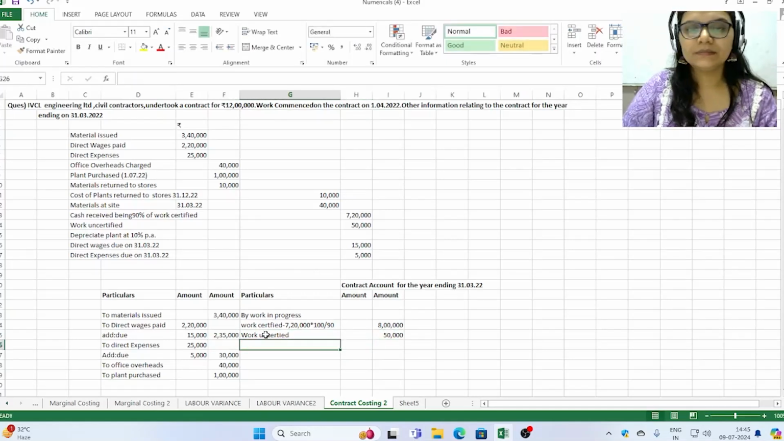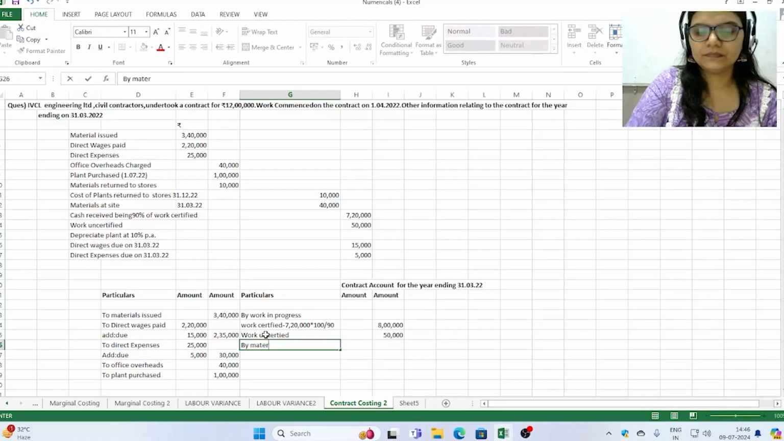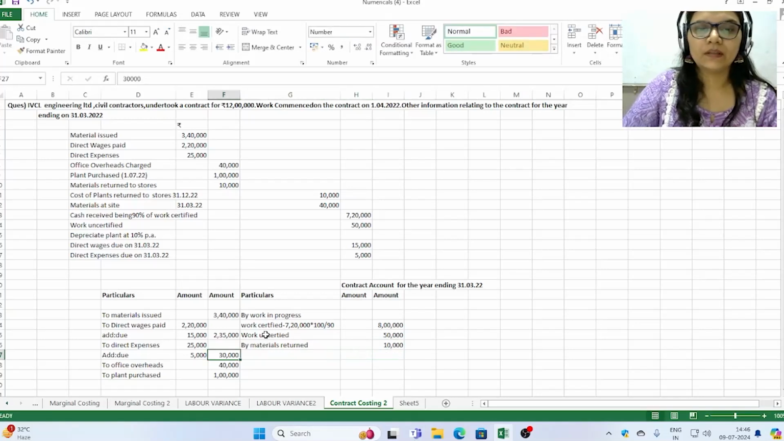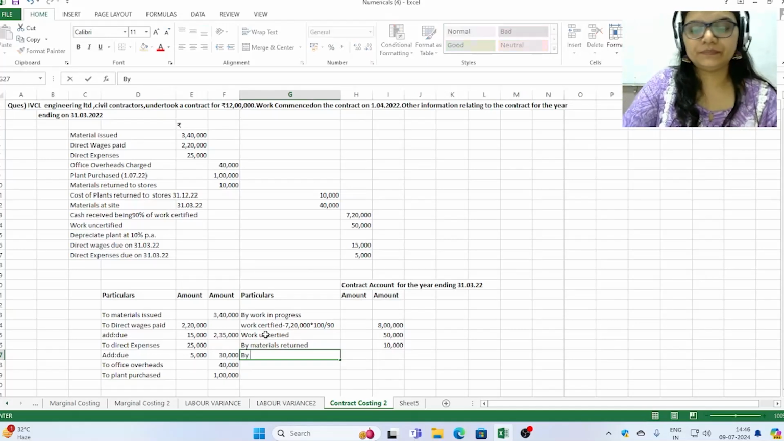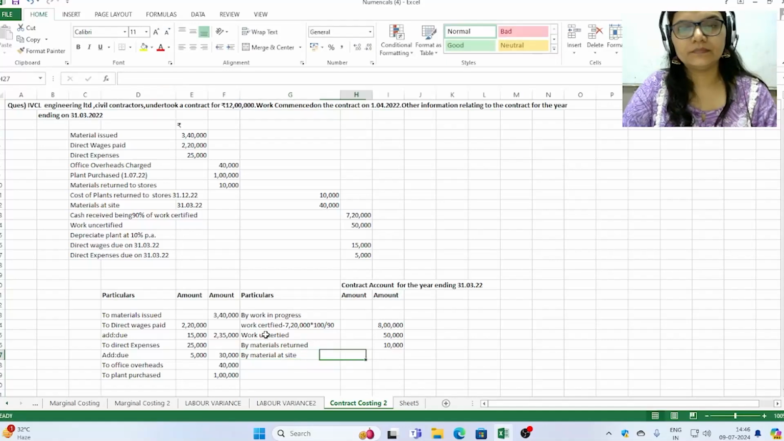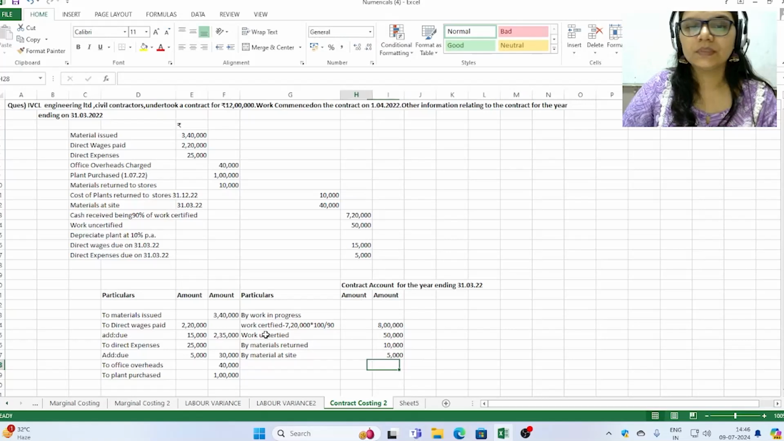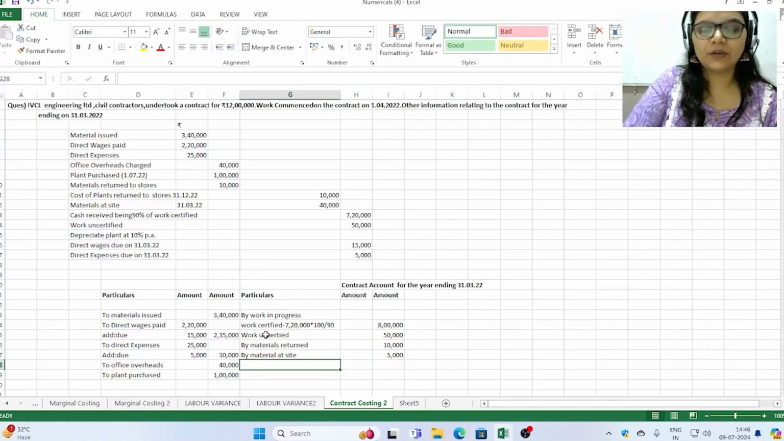Next is by materials return, 10,000. By material at site, 5,000. Next is by plants returned at cost, 40,000.